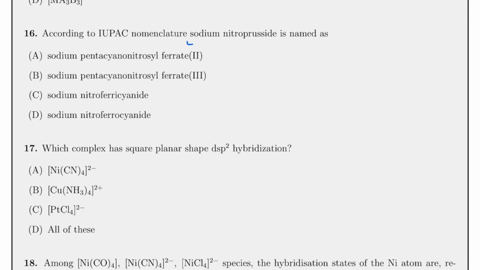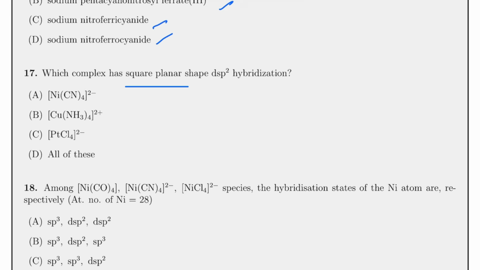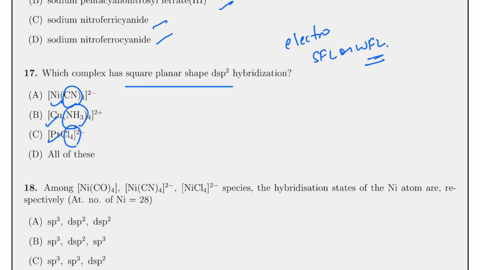IUPAC name of sodium nitroprusside. I'm feeling very shy in giving you guys the direct formula of sodium nitroprusside. So that's why I've given the name sodium nitroprusside, and from there you have to understand what the complex will be, and accordingly you have to answer. Again, next is square planar. So geometry and hybridization play a very important role in coordination compounds. For that you need to understand again that whatever metals are coming, the electronic configuration plays a very important role, and whatever ligands are coming, whether it's an SFL or a WFL, it plays a very important role.